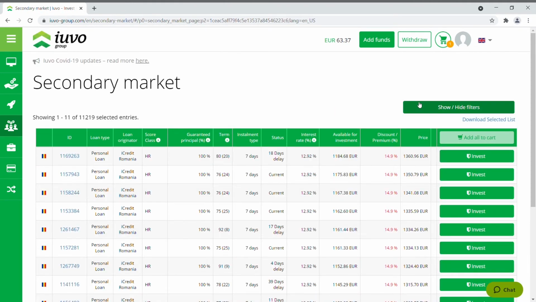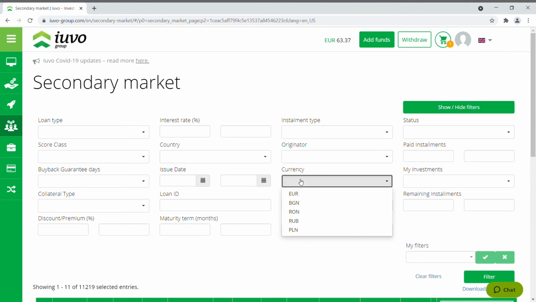You can even filter these loans or sort them on the market.